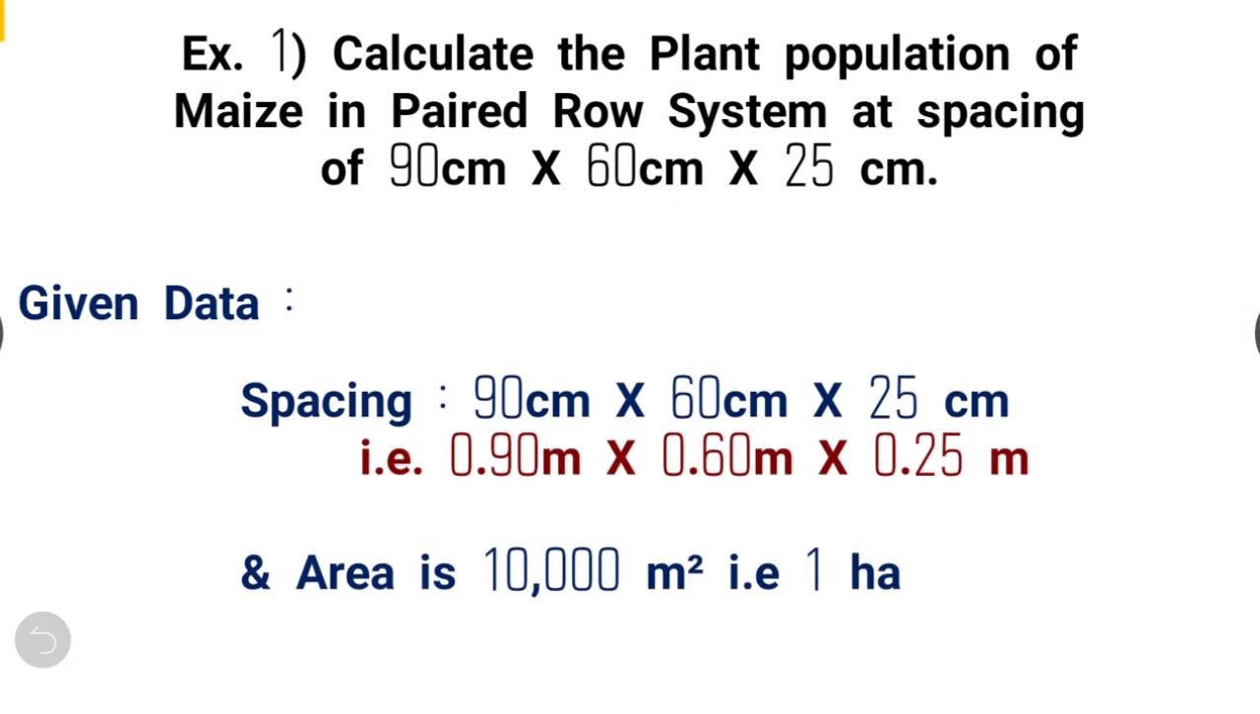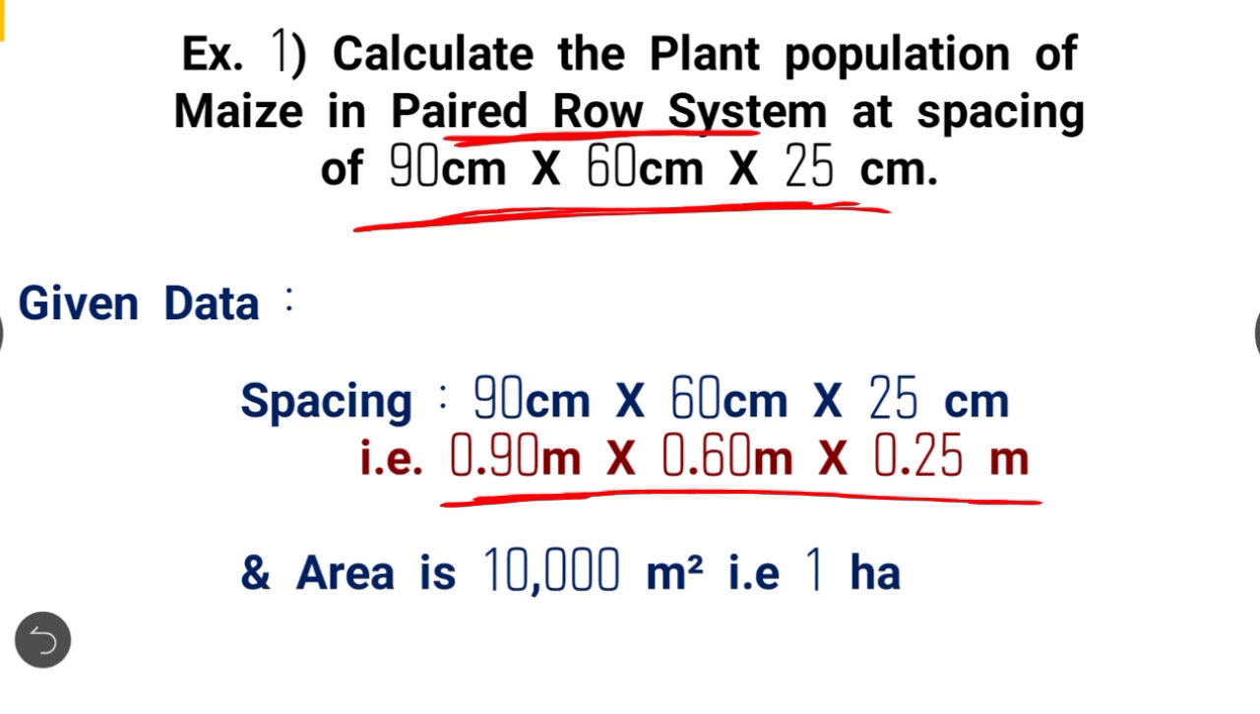Here is example number 1. Calculate the plant population of maize in 1 hectare area if the crop is raised in the paired row system at a spacing of 90 cm into 60 cm into 25 cm. Now see here. The given spacing is 90 cm into 60 cm into 25 cm. By converting it into meters, it will be 0.90 meter into 0.60 meter into 0.25 meter.